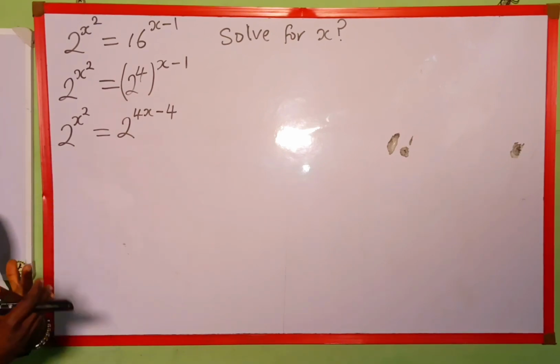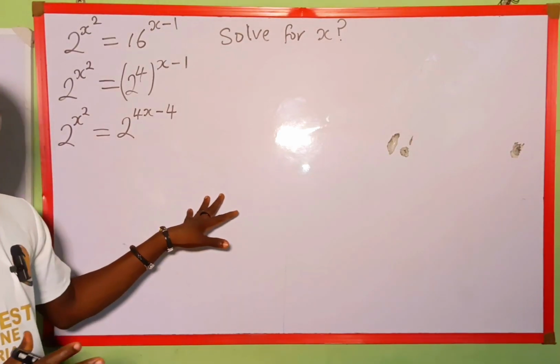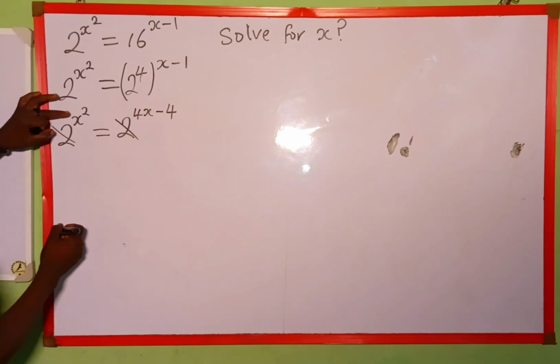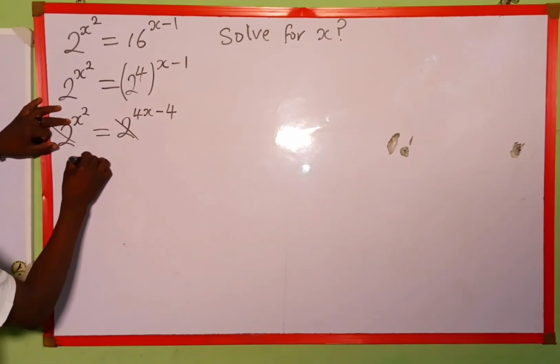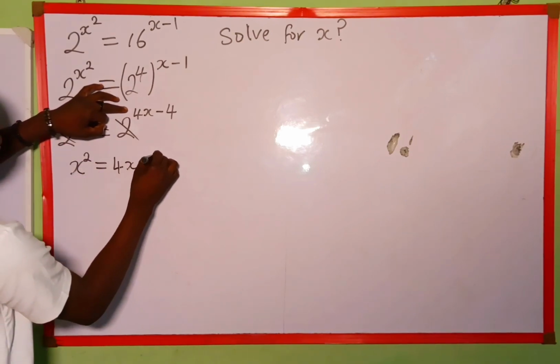And recall one of the properties of exponent. When the bases are the same, then we can cancel out the base and equate the power. So we can cancel out the bases because they are the same, then we equate the power. The first power is x squared, which is equal to the second power, 4x minus 4.